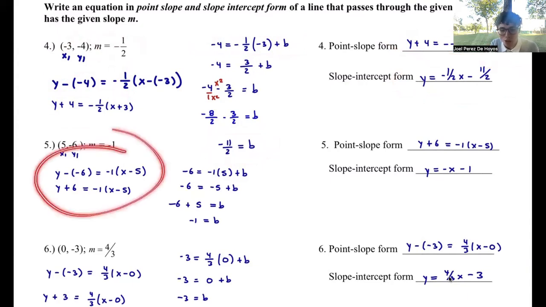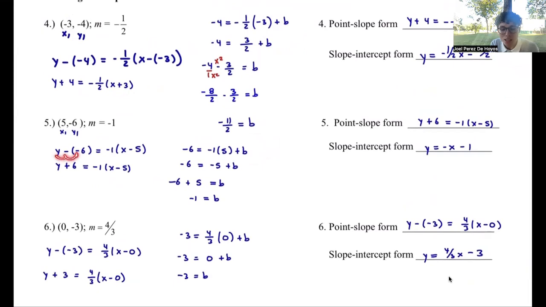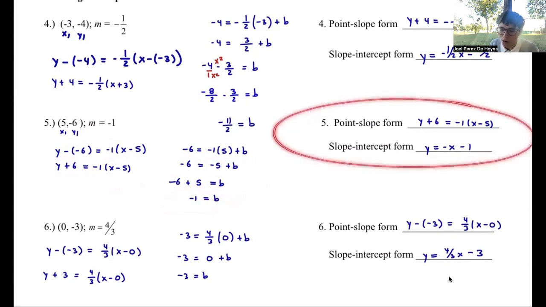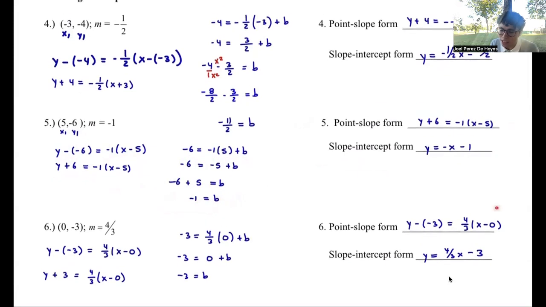In number 5, it will be like this: y minus -6 equals -1 times (x minus 5). You just have to multiply, and it will equal y plus 6 equals -1 times (x minus 5). To find the b, you just have to substitute: -6 equals -1 times 5 plus b. Then you move the 5 to the left side, so -6 plus 5 equals b. So b equals -1, and these will be the equations that we're going to be using. Part number 6 is exactly the same thing, but in this part, you see that the x is 0. That's really important. The x is 0. That means that this will also be the intercept in y. This will also be the same value in y.